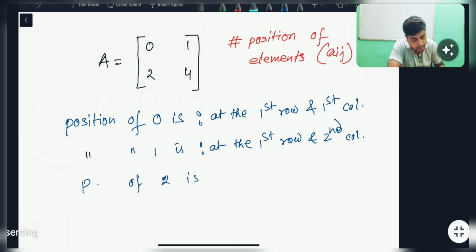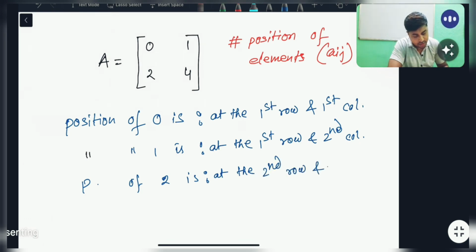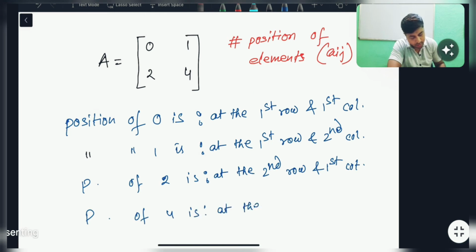The position of 2, Tanisha, I will ask Tanisha, the position of 2. First column, second row. Sorry, say it properly so that I can understand. First column, second row. Row will come first, meaning second row, first column. Madhu, position of 4? Sir, position of 4 is second row, second column. Second row, second column, very good.